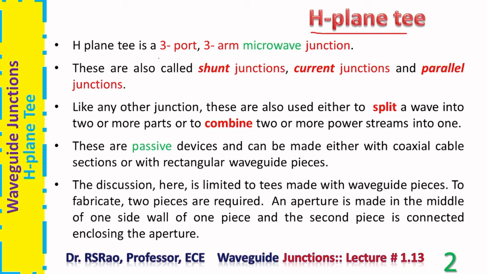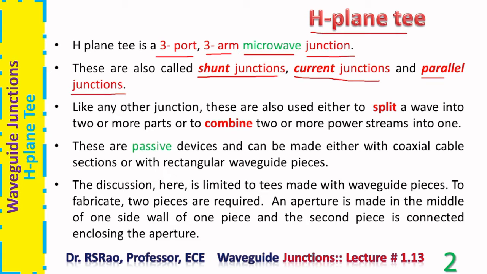H-plane T is a three-port device. It has three arms. It is used at microwave frequencies and it is basically a junction. Hence, H-plane T is a three-port, three-arm microwave junction. These are also called shunt junctions. These are also called current junctions. These are also called parallel junctions.